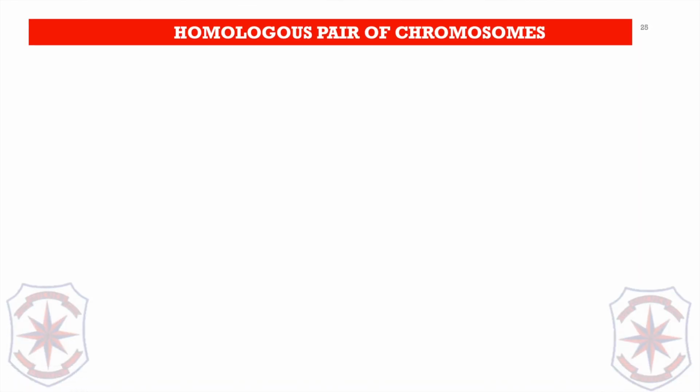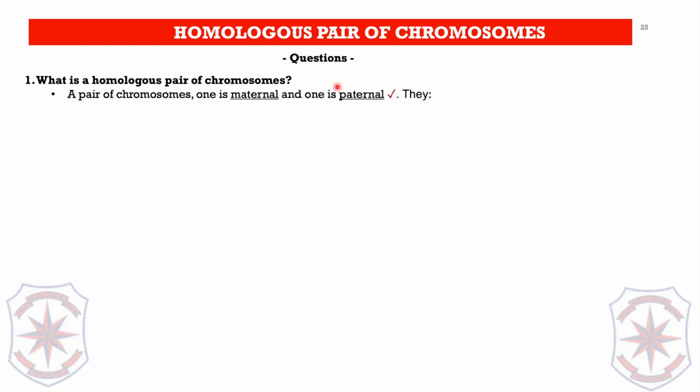Okay. In the previous slides, we said that chromosomes within a diploid nucleus, when we analyze the karyotype of a diploid nucleus, are arranged in homologous pairs. On this slide, we will be discussing what a homologous pair of chromosomes is. So there's quite a bit of information. Please do take notes. Okay. The first question is, what is a homologous pair of chromosomes? Again, this is a three-part answer. So let's look at what a homologous pair of chromosomes is.